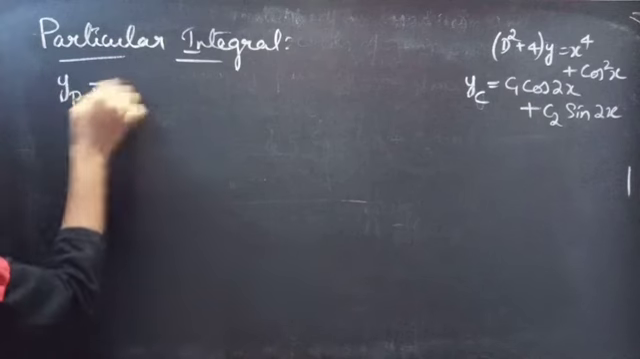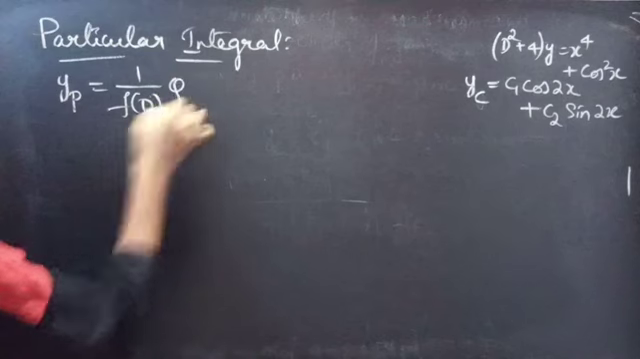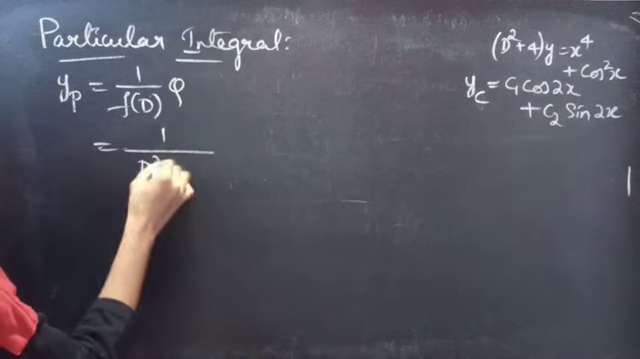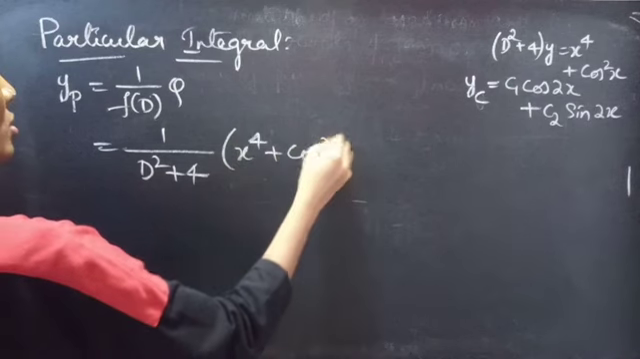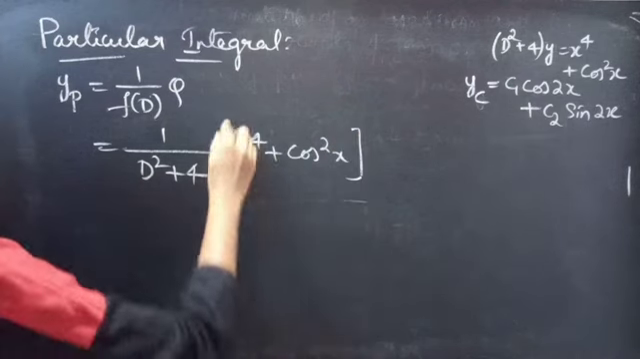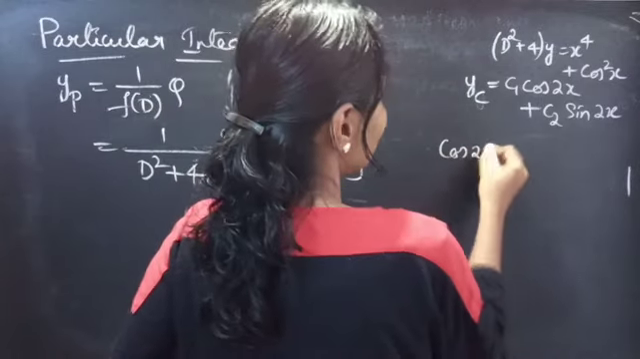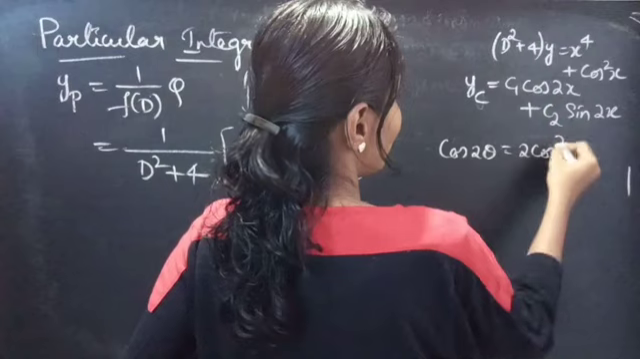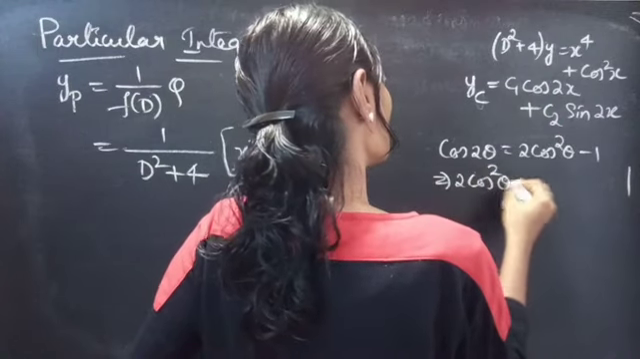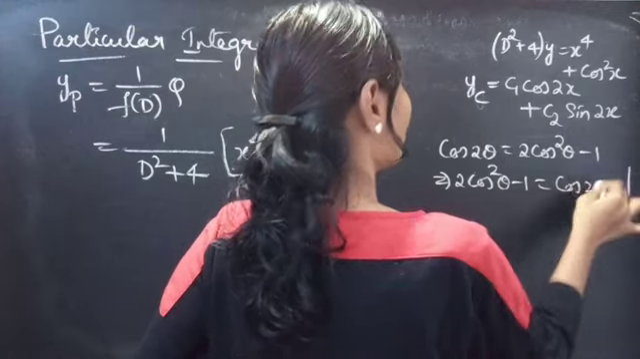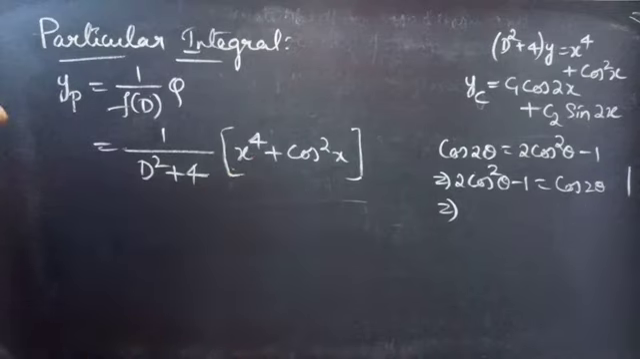We know that we can find yp using 1 by f of d into q. We have f of d equals d square plus 4, and q is x power 4 plus cos square x, right? We know that cos 2 theta equals 2 cos square theta minus 1, or we can just write it as 2 cos square theta minus 1 equals cos 2 theta for our convenience, because we are going to find the cos square theta formula, an identity.